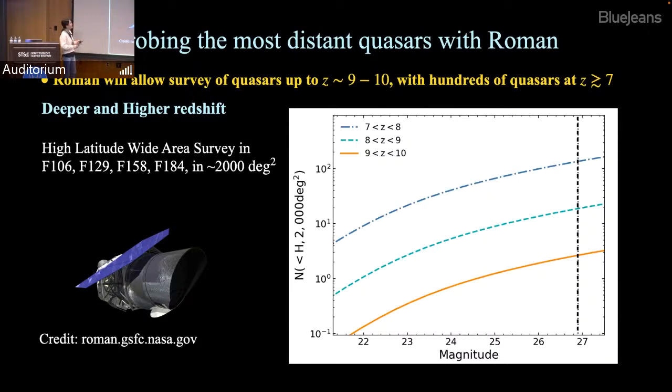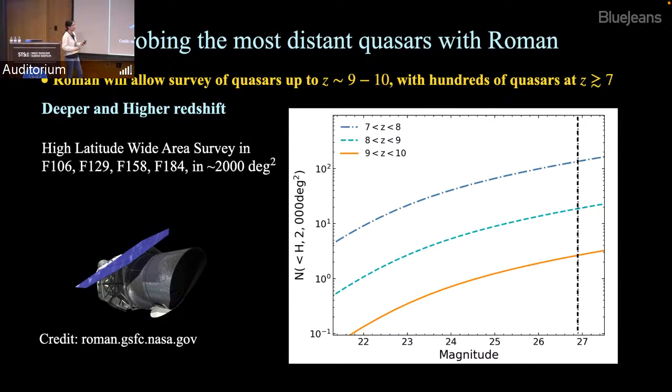The first one, the Roman steps, as I show you in the figure here, will allow surveys of quasars up to redshift 9 to 10, with hundreds or more quasars, depending on the luminosity function. So with about hundreds of quasars above redshift 7, as shown in the figure here, that is the depth of the high latitude wide area survey here.